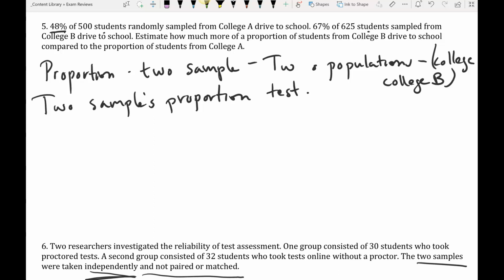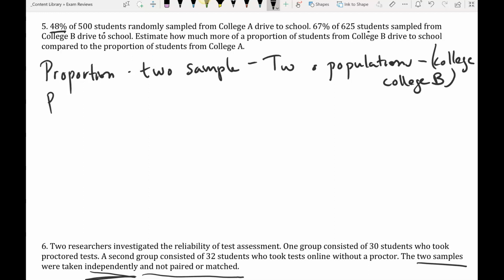Estimate how much more of a proportion of students from college B drive to school compared to the proportion of students from college A. So what I'm going to do is run a hypothesis test, and I'm actually going to estimate a difference of the proportions. So we said it's a 2 sample proportions, and we're looking for the difference in the 2 samples. I need to take some information here.